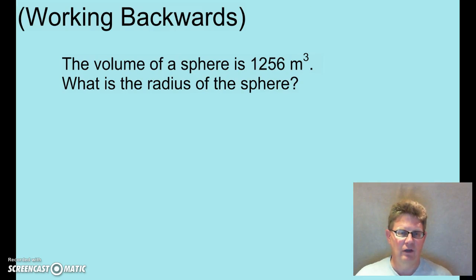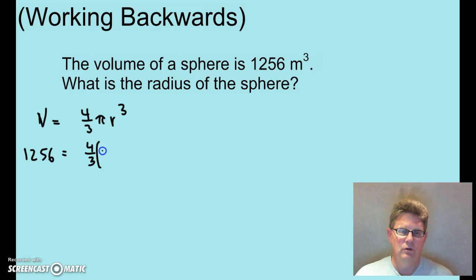Let's work backwards again with that same. The volume of a sphere is 1256 meters cubed. What is the radius? It's going to be a little bit different this time. Volume equals 4/3 pi r cubed. You're told that the volume is 1256. 4/3 times 3.14 times r cubed.